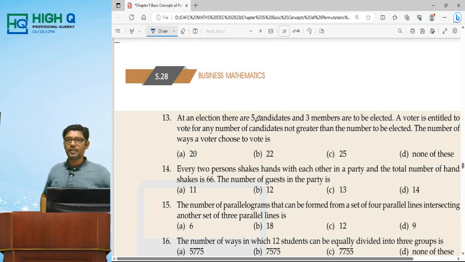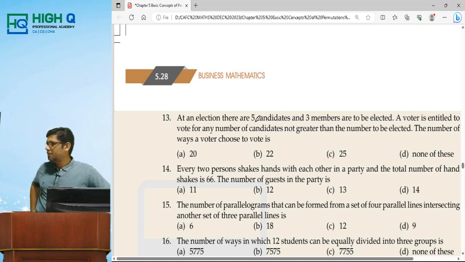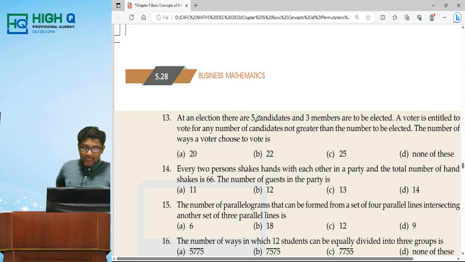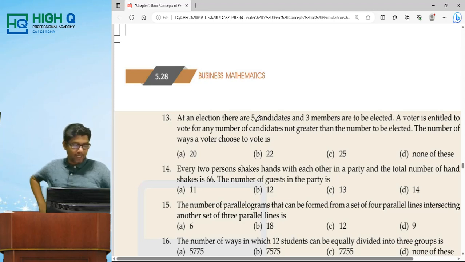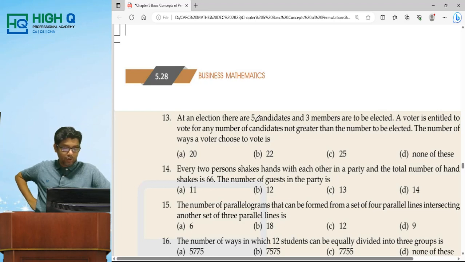Now I would like to do 13 sum. I did not give you, but I would like to do it. At an election, there are 5 candidates and 3 members are to be elected. A voter is entitled to vote for any number of candidates not greater than the number to be elected. The number of ways a voter chooses to vote is.